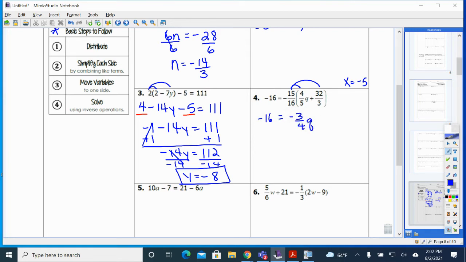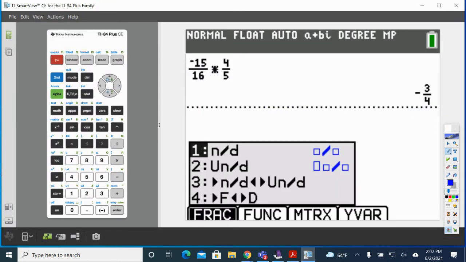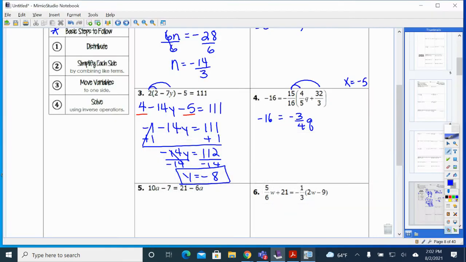And then negative 15/16 times 32/3. Alpha y equal negative 15/16 times 32/3. And we get negative 10. So minus 10. From there, I would add the 10. Negative 16 plus 10 is negative 6.